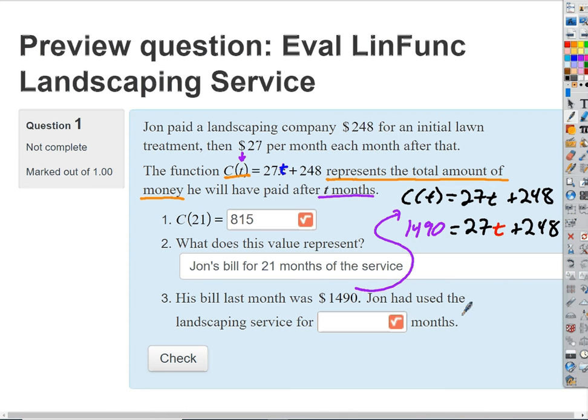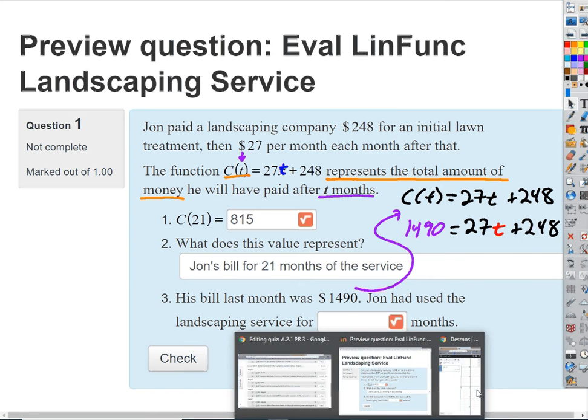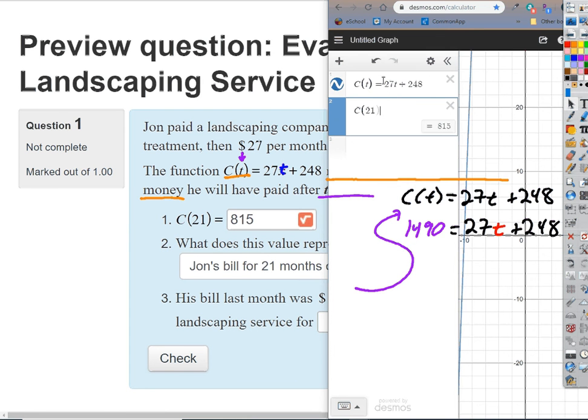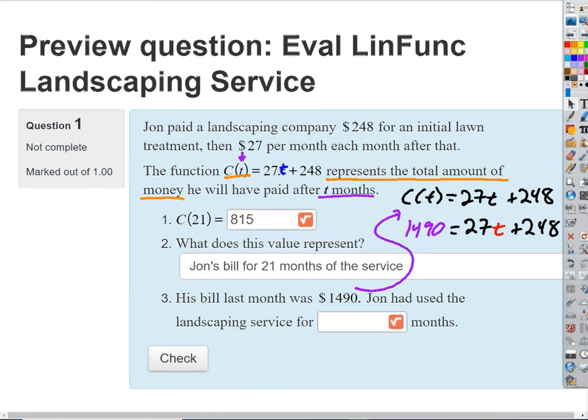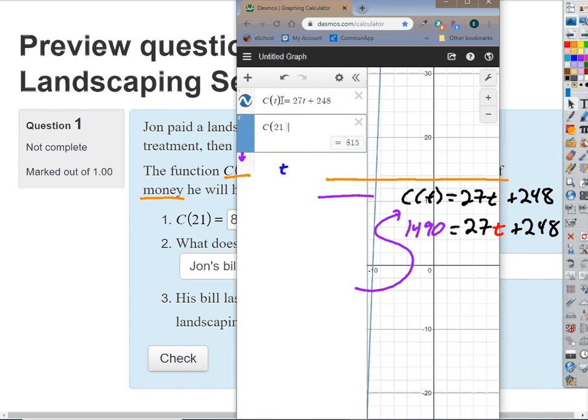So if we want to take advantage of Desmos, which we probably do, then what can we do? Well, we've already got the function graphed there, right? So if I want to solve an equation, remember our trick, I've got 1490 equals 27T plus 248. Well, there's the left side of the equation I've already got graphed. I don't even have to call it C of T. I can just call it Y if I want it for this part.